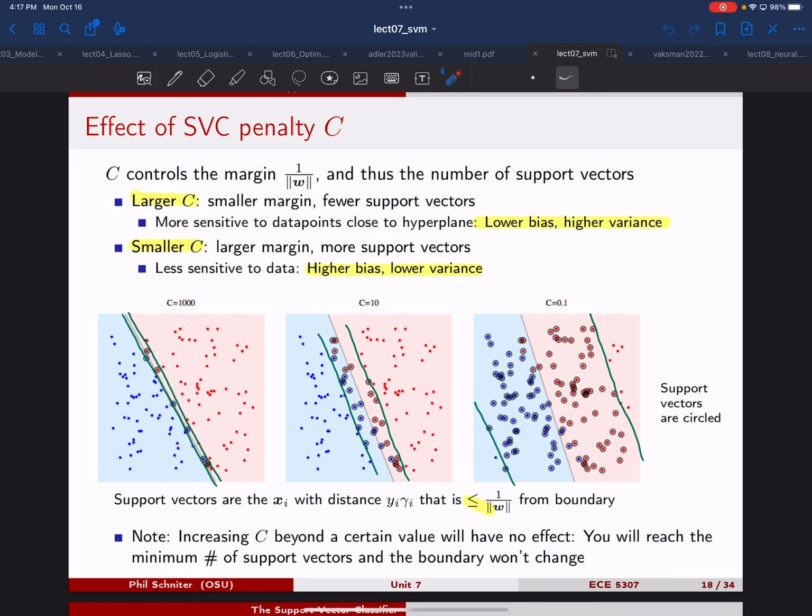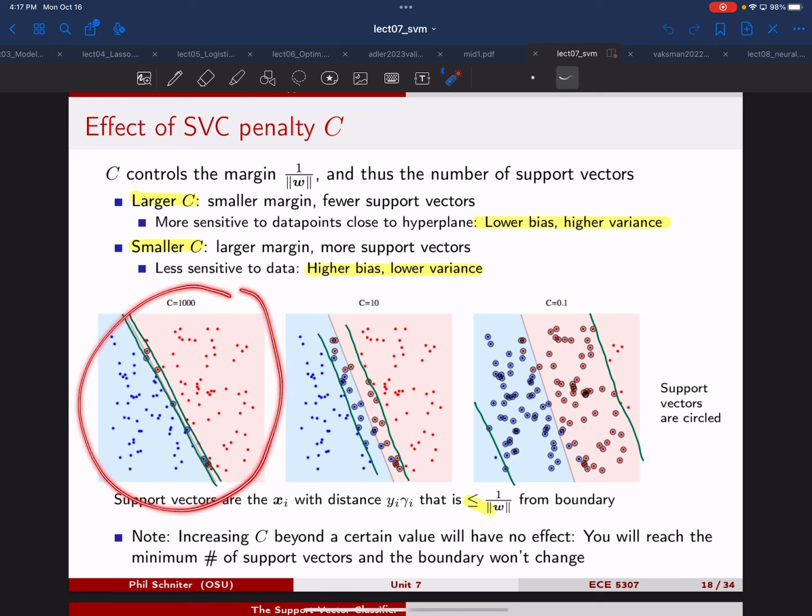On the other hand, if you make C quite small, then it makes that street really wide, and it lets there be a lot of points in the street. That's all these circles. And so neither of these are necessarily the right thing to do. They both have advantages and disadvantages.